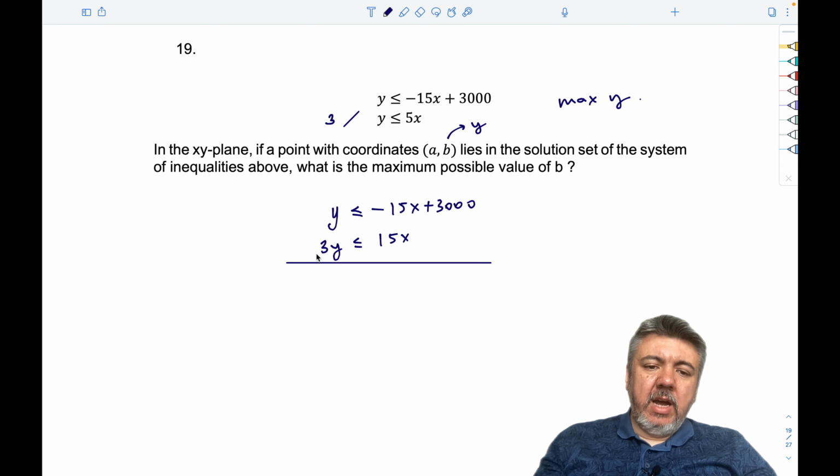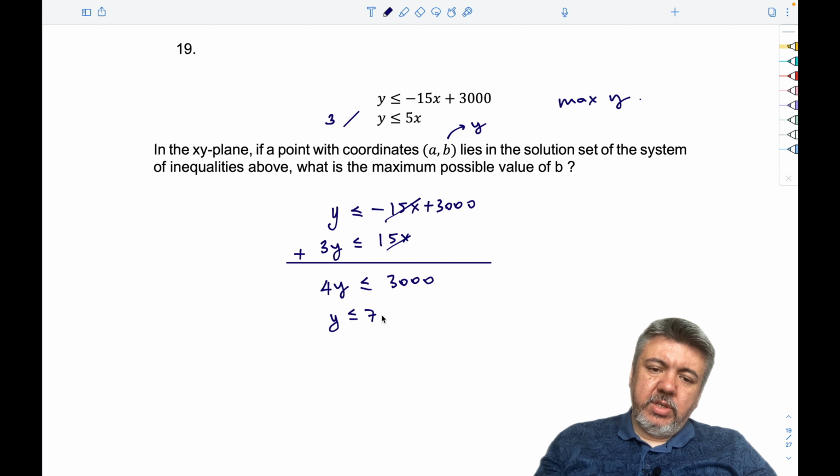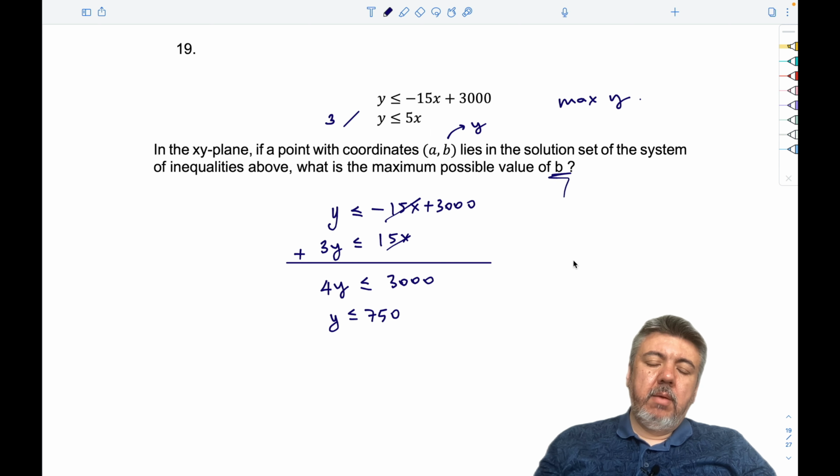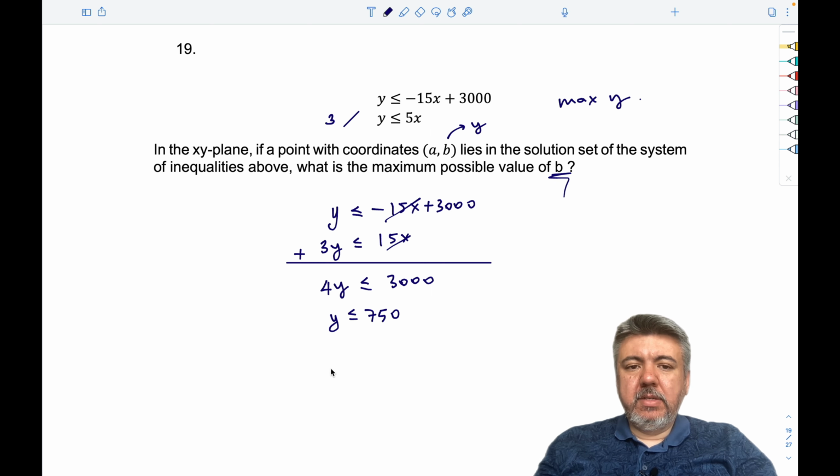3y less than or equal to 15x. I add them side by side. We can do that. 4y less than or equal to 3000. Y is less than or equal to 750. The maximum value of y, that is also the maximum value of b, my friends.